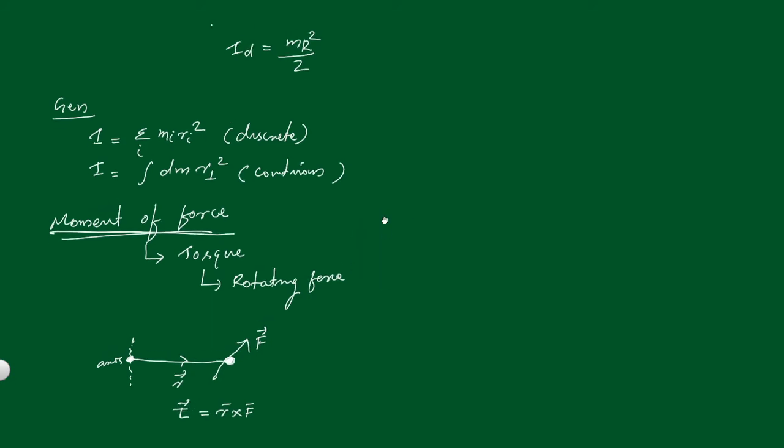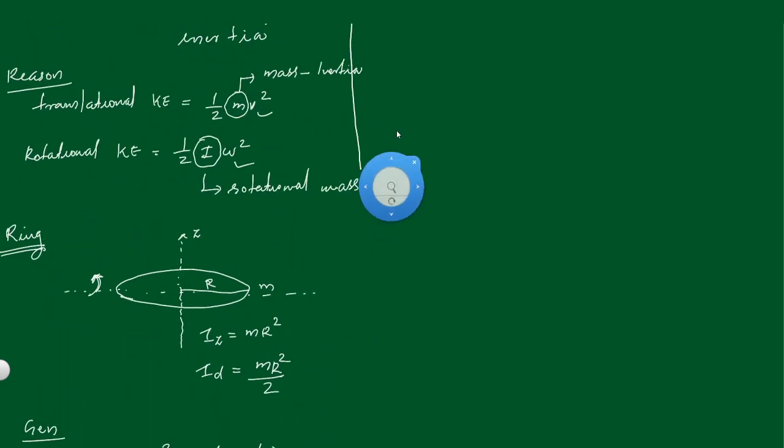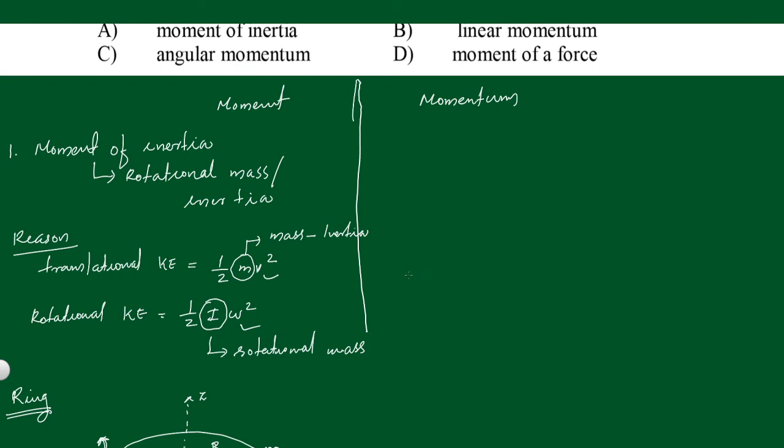Now we discuss different momentum. First one is linear momentum. What is linear momentum? If there is a body of mass m moving with a certain velocity v, then it has a momentum p equal to m v. Here v is a vector because it has both magnitude and direction. So p is also a vector quantity.